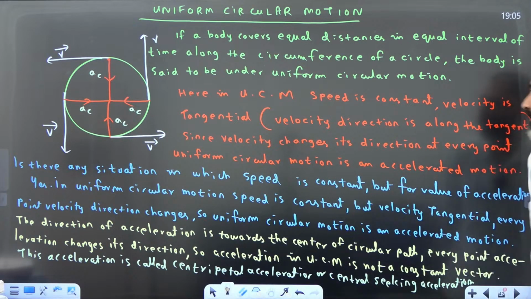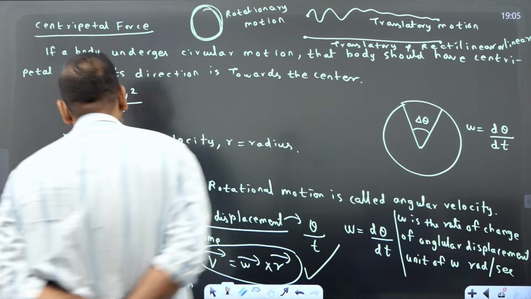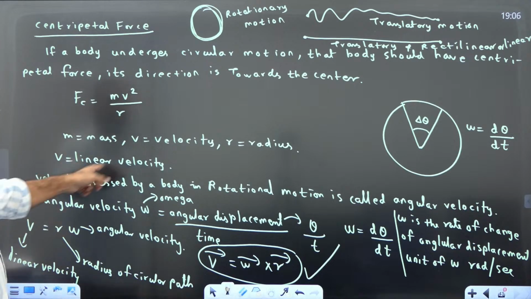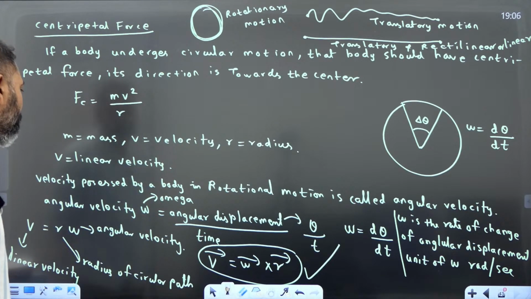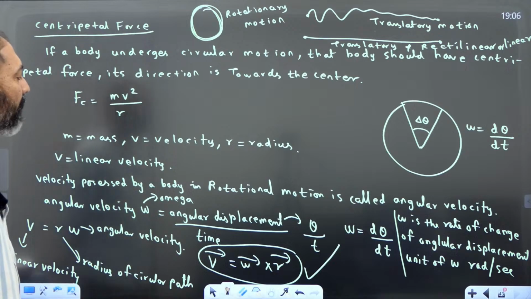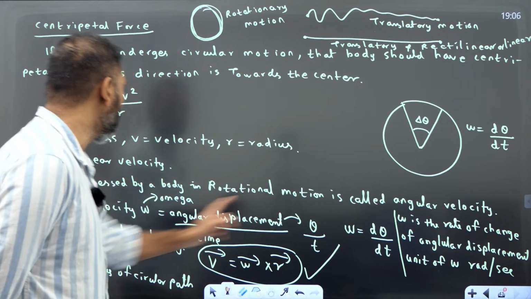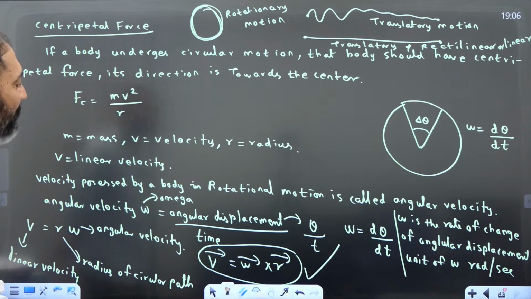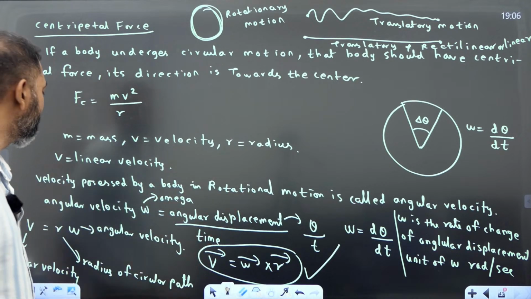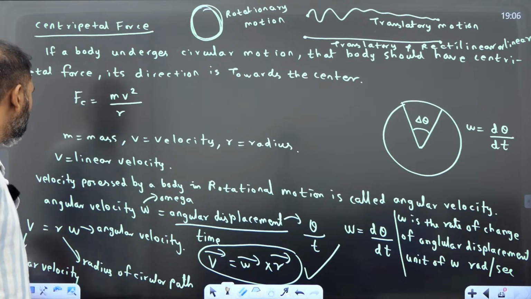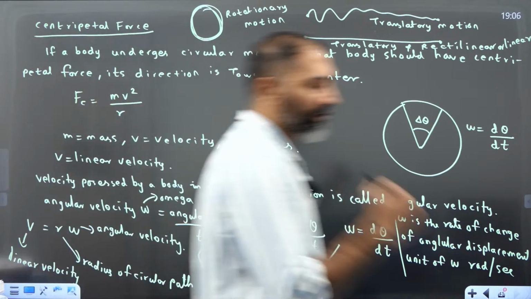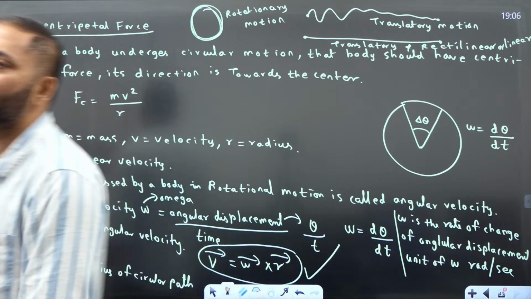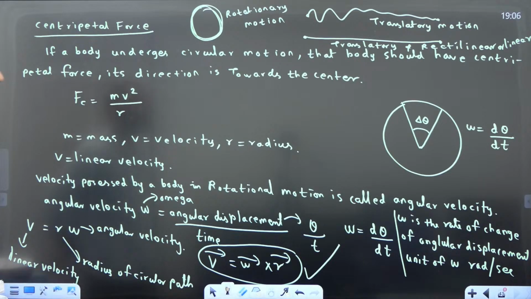Now, let's see the different equations of uniform circular motion. What is the equation for centripetal force? mv square by r. What is m? Mass. v is the linear velocity, r is the radius. The velocity possessed by a body in rotational motion is called angular velocity, omega equal to d theta by dt, angular displacement by time. Linear velocity is translatory motion velocity, angular velocity is rotational motion velocity. What is the relation between them? v equal to r omega.